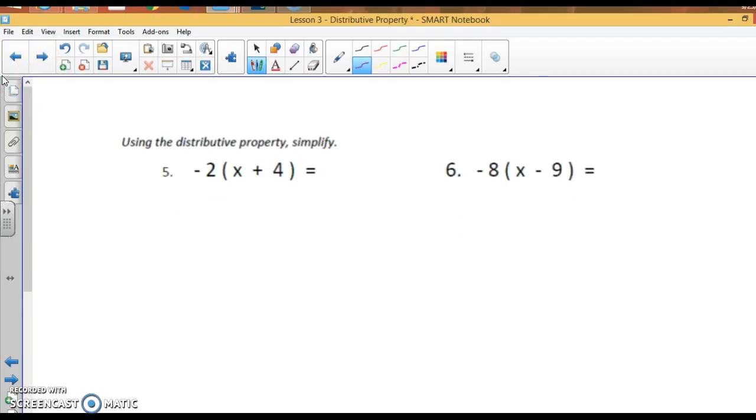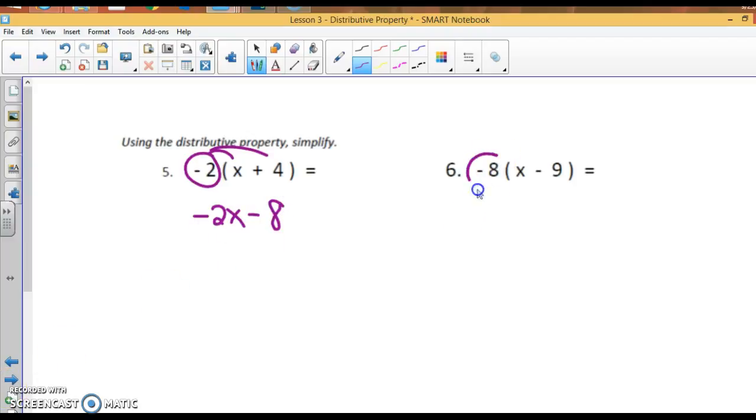Let's try number 5. We are distributing a negative 2. Negative 2 times the quantity x plus 4. Well, negative 2 times x is negative 2x, because it's a negative times a positive. Negative 2 times positive 4 is negative 8. So minus 8.